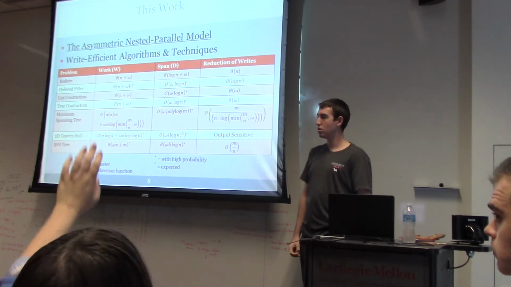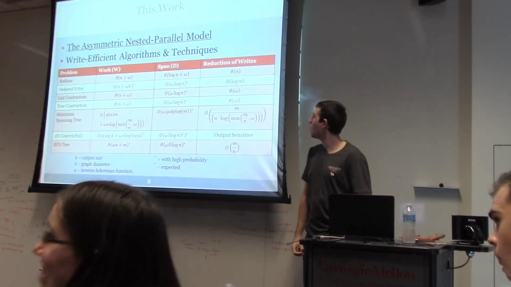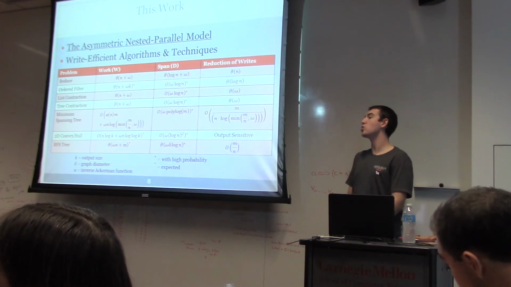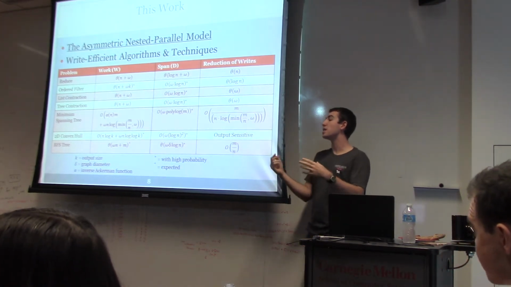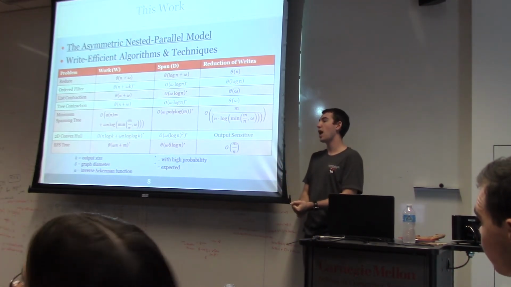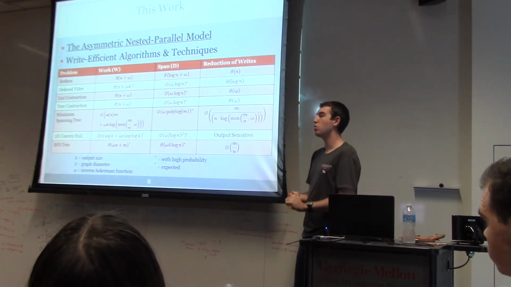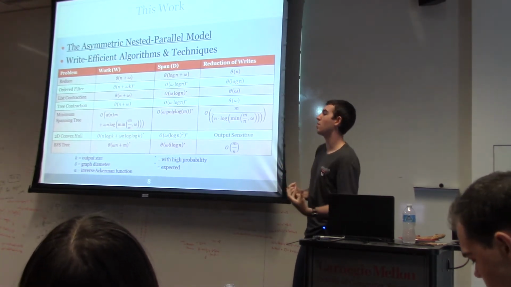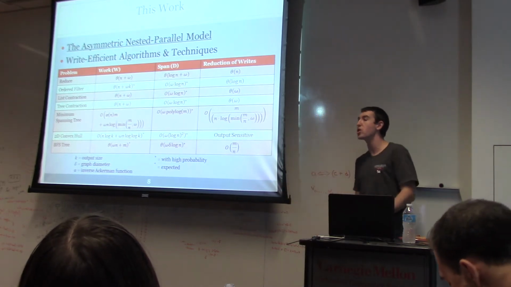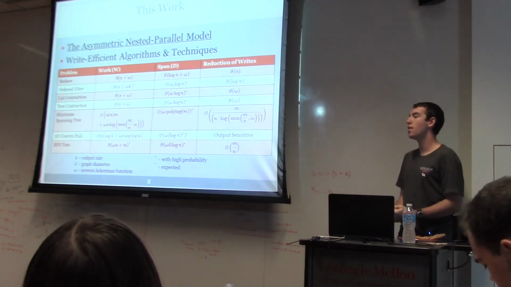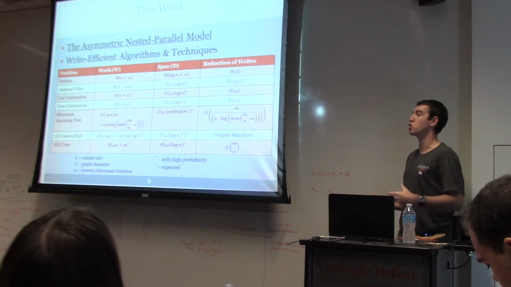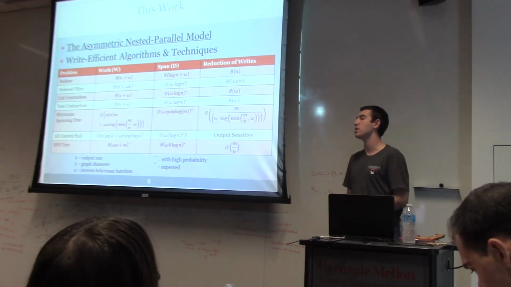So what is the reduction of writes column? Reduction relative to the naive? Yeah, so this is relative to taking the state-of-the-art algorithms and just running them on the asymmetric model, where essentially every write costs omega. So for almost every algorithm, the state-of-the-art algorithm's cost is just going to be omega times its cost in the symmetric model.